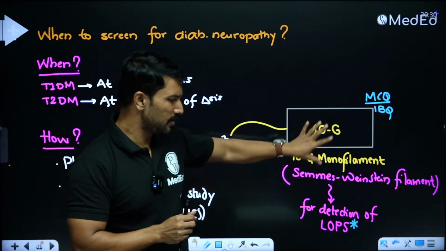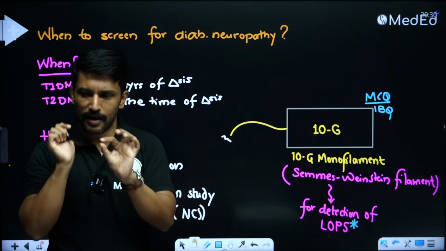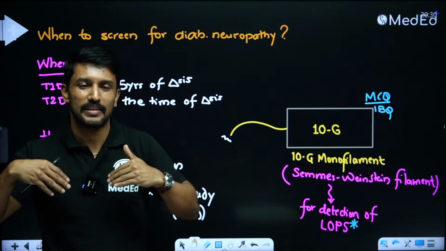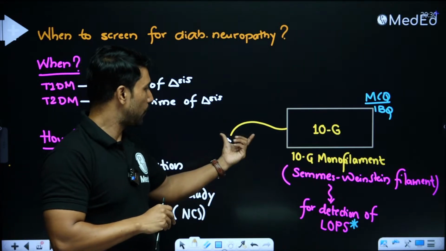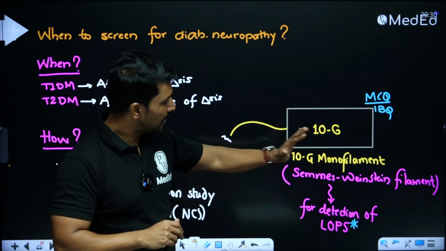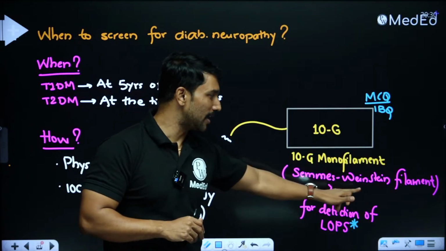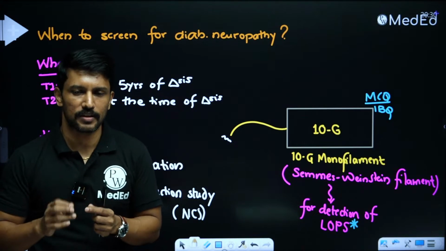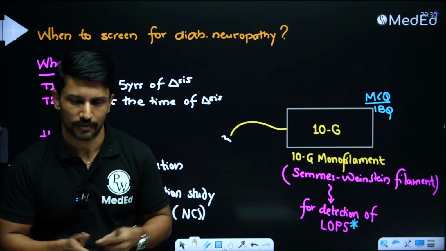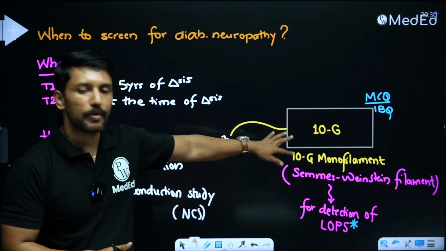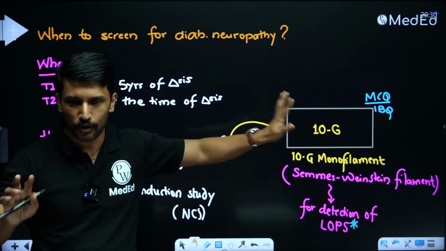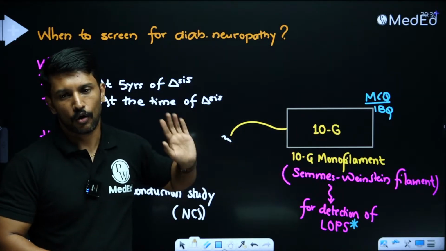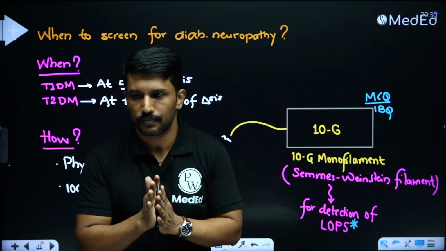तो इंस्ट्रूमेंट नेम से बेसिकली एक सिंपल सा कार्ड आता है. कार्ड के आगे एक फिलामेंट होता है which has the tendency to bend and buckle when the pressure exceeds 10 ग्राम. इसके लिए हमने एक नाम रखा है सेमीज वाइनस्टाइन फिलामेंट. आपको किसी भी मेडिकल इंस्ट्रूमेंट के स्टोर्स पे मिल जाएगा. ऑनलाइन it is also available on Amazon. So even if you are an MBBS student, keep it with you and start examining for all your diabetic patients for the loss of protective sensations.